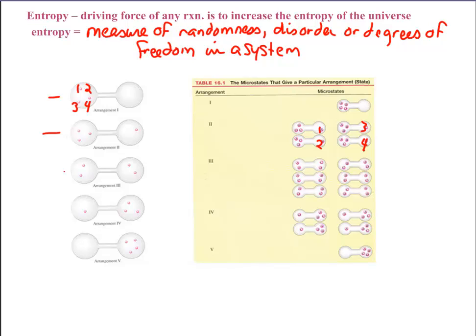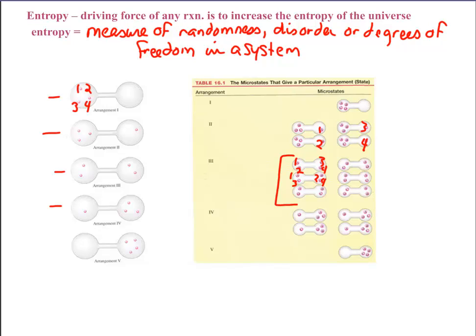The next option is we have 2 and 2. So it turns out there are 6 different ways, 6 degrees of freedom now, in terms of what particles are where, whether we have 1 and 2, 3 and 4, or whether we have 1 and 3, 2 and 4, etc. You get the idea.